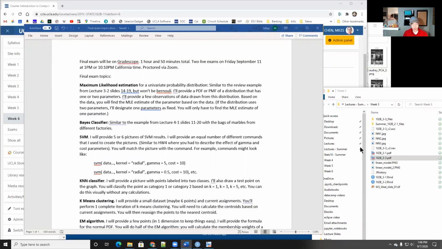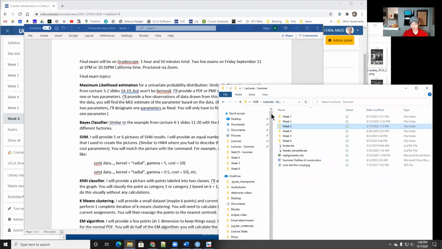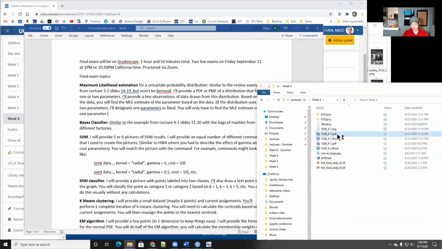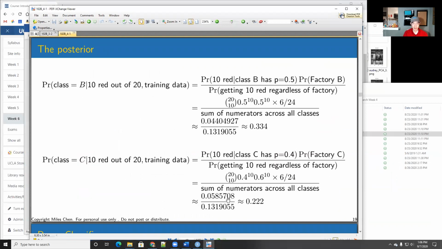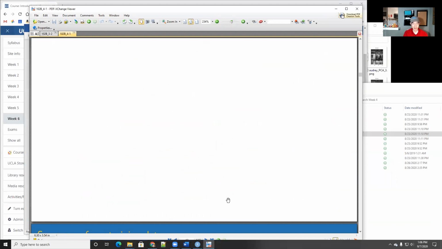Then there'll be a Bayes classifier problem. All of these problems were written with the intention of it being a pen and paper exam, so these will all be pen and paper problems. The Bayes classifier will be similar to lecture 4-1, where I had the different bags of marbles from the different factories.